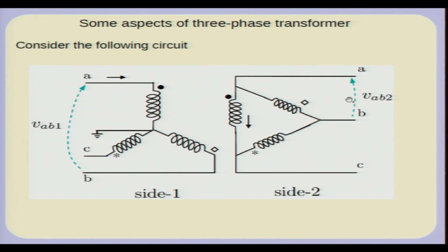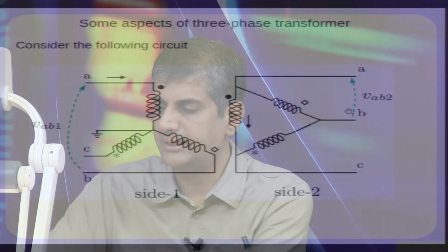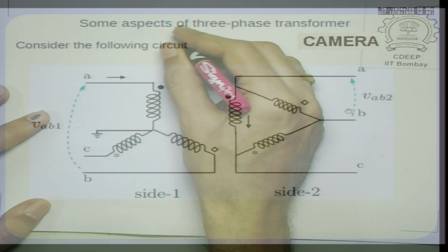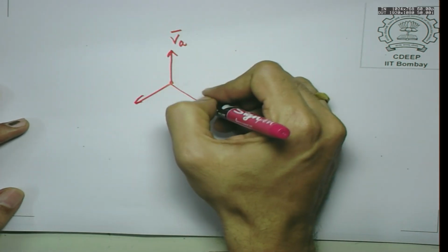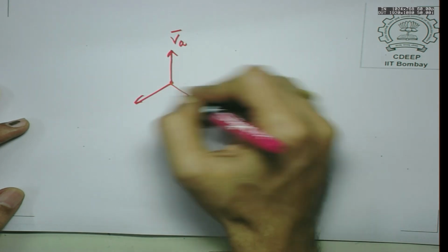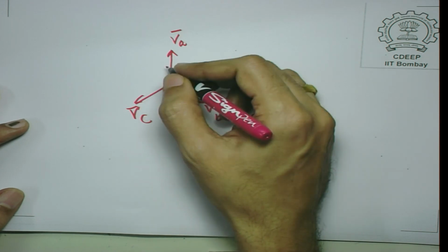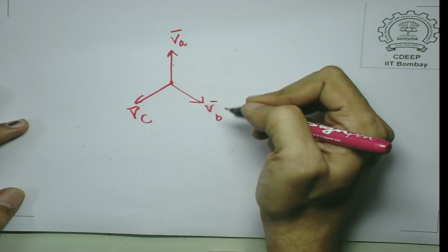So, remember that there is a distinction now between turns ratio and the line to line voltage ratio. One more thing is of course the phase shift. The line to line voltages on the primary and secondary are not in phase. For example, in this case, I will represent the voltage phasor. We have discussed this sometime in the previous class. We will take the clockwise direction as positive. So, VB lags VA by 120 degrees and VC lags VB by 120 degrees.